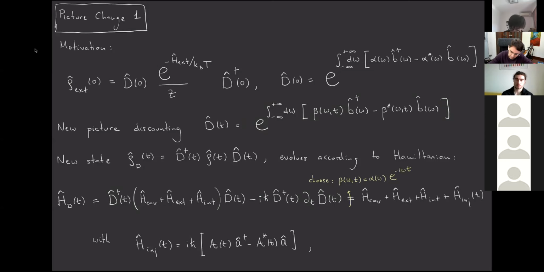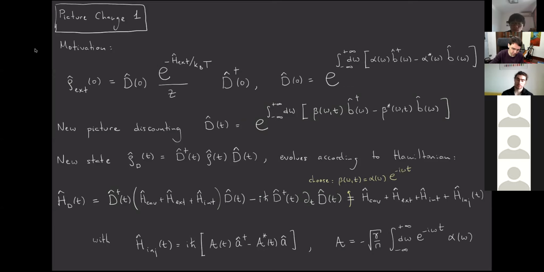And what is this A? This A is nothing but something proportional to the Fourier transform of the external laser amplitudes, okay? So you can see where this comes from. It's actually very simple, very intuitive.